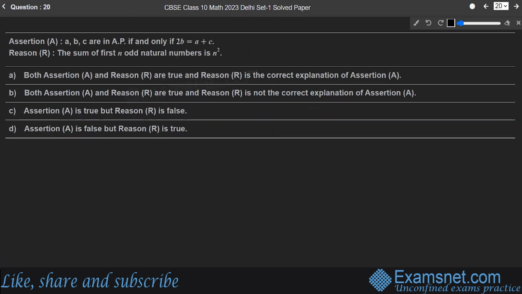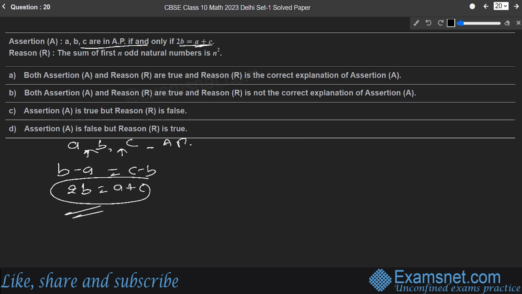Now, the next one is: assertion is A, B, C are in AP if only 2B is equal to A plus C. Let us verify this further. If A, B and C are in AP, then obviously the common difference should be common. That means B minus A should be equal to C minus B. The differences between the two terms should always be equal. So B minus A equals C minus B. If we take the B to the other side, this gives us 2B is equal to A plus C. So this is right. If A, B, C are in AP, they have to follow this rule, 2B is equal to A plus C. So the assertion is completely right.